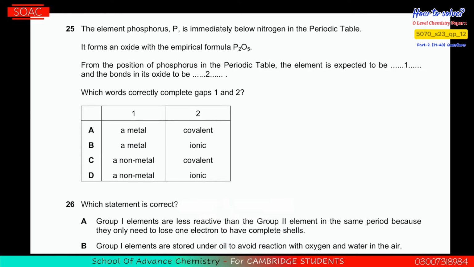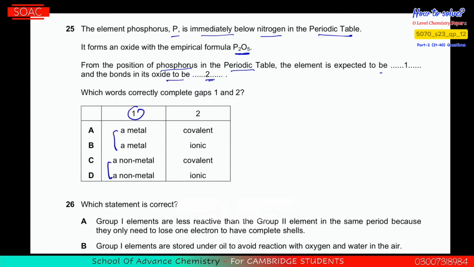Question number 25. The element phosphorus is immediately below nitrogen in the periodic table. It forms an oxide with the empirical formula P2O5. From the position of phosphorus in the periodic table, the element is expected to be number 1, and the bond in its oxides to be number 2. Number 1, is it a metal or a non-metal?